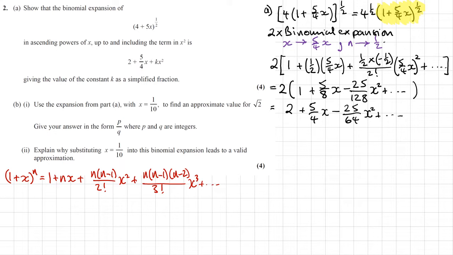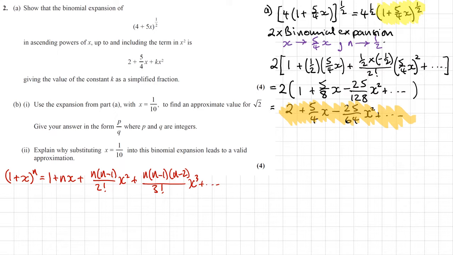And the question is about giving a value of k as a simplified fraction. So we've done that. They don't just want the value of k, they want the whole binomial expansion. And here we go. That's part A done.